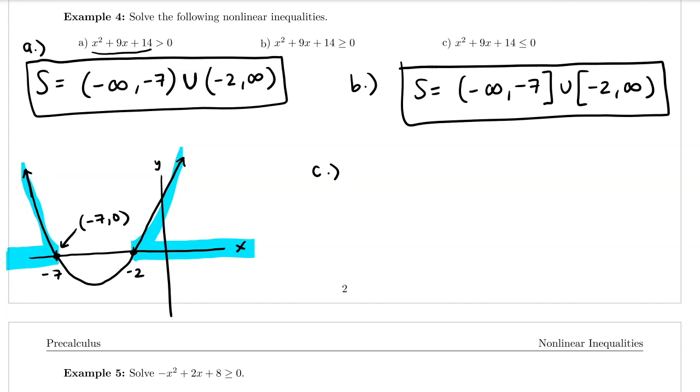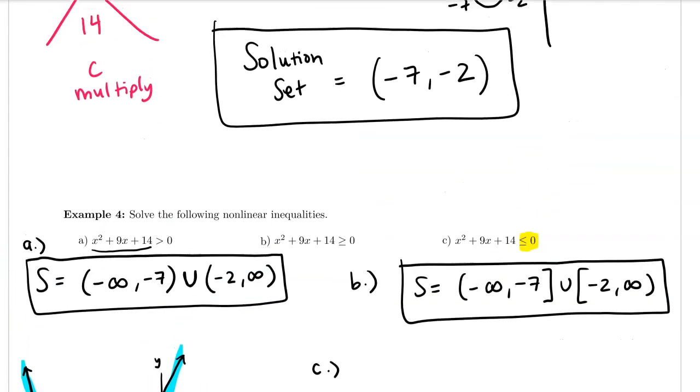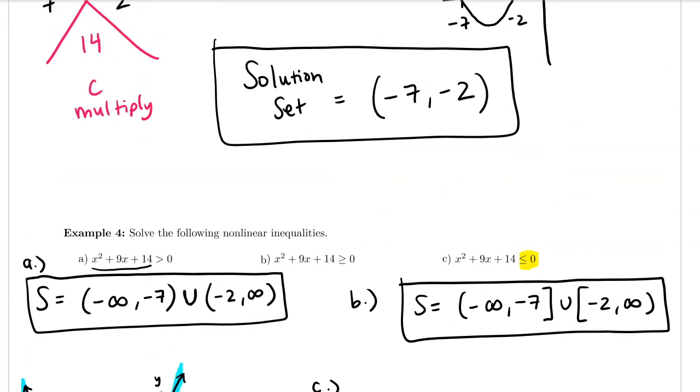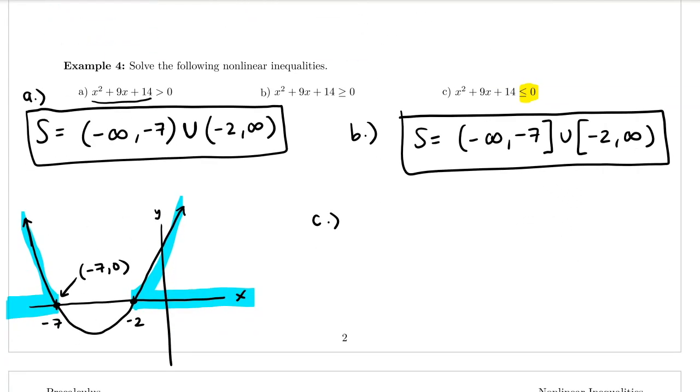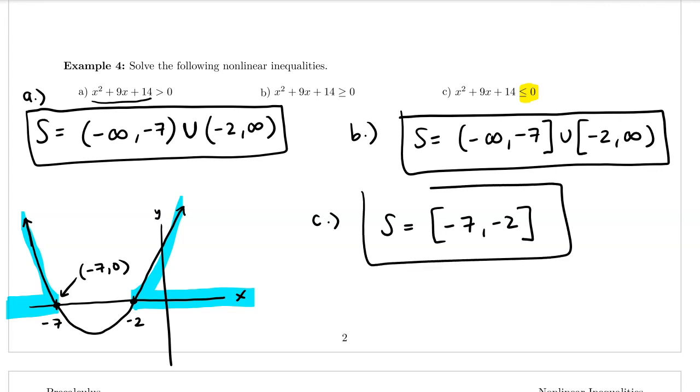And for part C, notice that this was almost the same inequality as in the previous example, but now we have less than or equal to 0. So coming back up to the previous example, we're going to have the same solution set, except now we will be including our endpoints. So for part C, we have S is equal to -7 to -2 with brackets on each of those. And that concludes example 4.